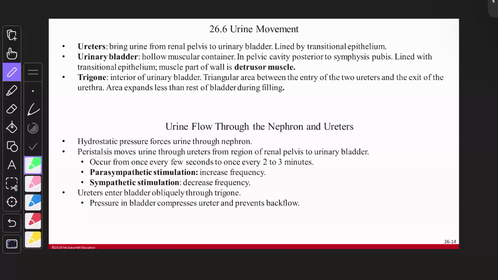What else? I don't care if you know about the different tissue types. I'm not going to ask you that.